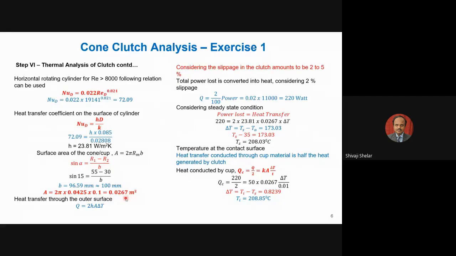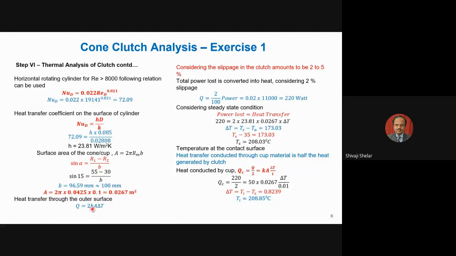Now using this area and this heat transfer coefficient, you can determine the heat transfer rate. For the heat transfer through the outer and inner surface, I am considering h is the same and the area is the same on the inner and outer surface. So that heat transfer will be 2 times h A delta T.